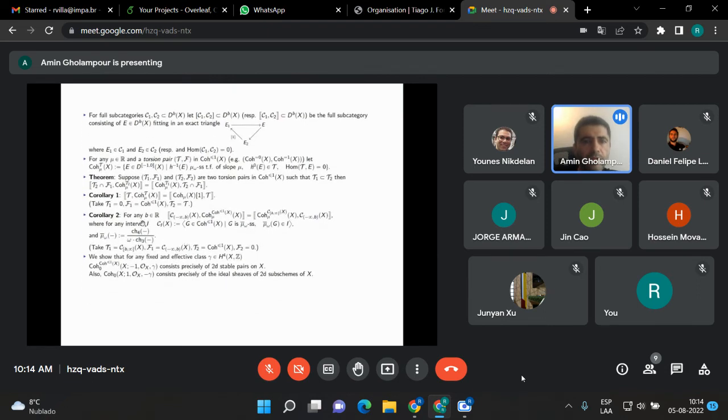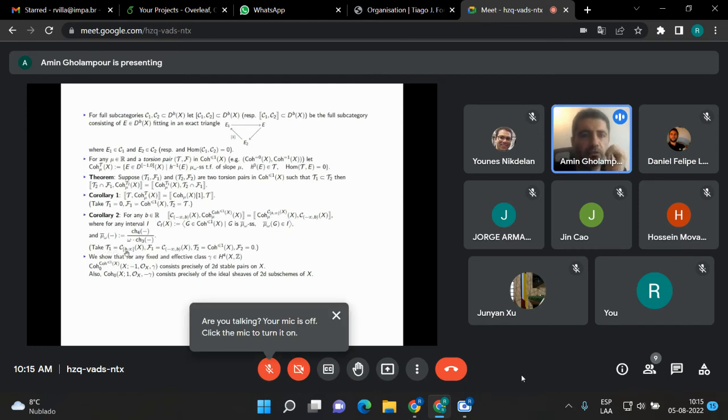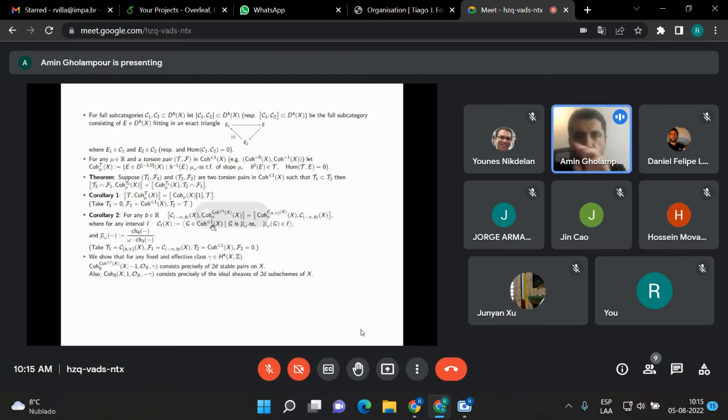Then the second corollary is that for any real number b, we have this. So again, this is obtained by specializing this. If we take T1 to be this subcategory, this consists of those at most one-dimensional sheaves, in which G is semi-stable with respect to this slope function, and the slope belongs to this interval I.